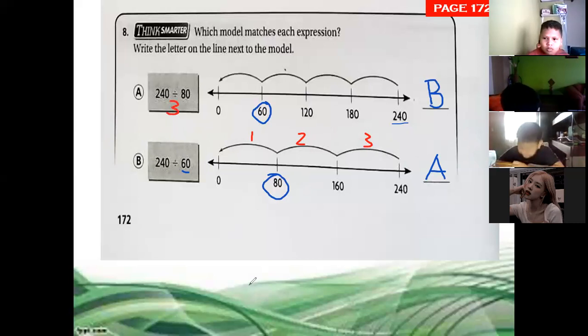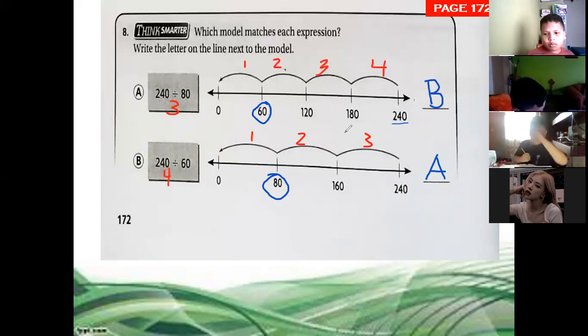And the answer to 240 divided by 60? 4. Equals 4 because there are 4 jumps, exactly. So the answer is here in the number line. But you need to learn to read the models given by the problem in order to understand and find the answer. So here at the end of the line, you only have to write the letter that represents the model.